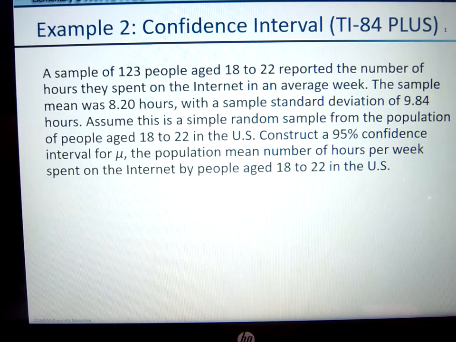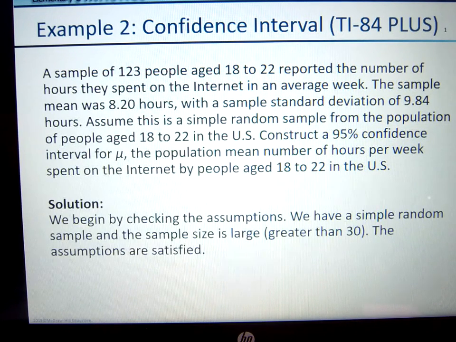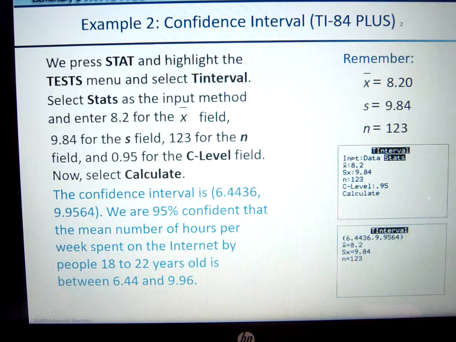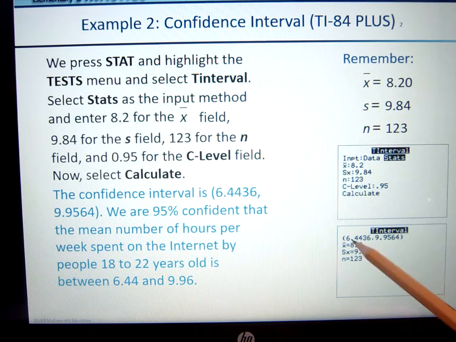In our sample of 123 people aged 18 to 22, constructing a 95% interval for the mean number of hours, we begin by checking the assumptions. We know we have an SRS. The sample size is definitely larger than 30, so our assumptions are satisfied. So we're going to go into our stats test T interval. We're going to put in our stats as we showed a couple slides ago. Then when we hit calculate, we'll see that we will get 6.4436, 9.9564.